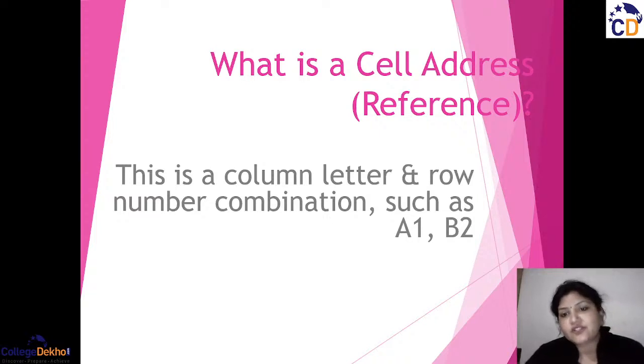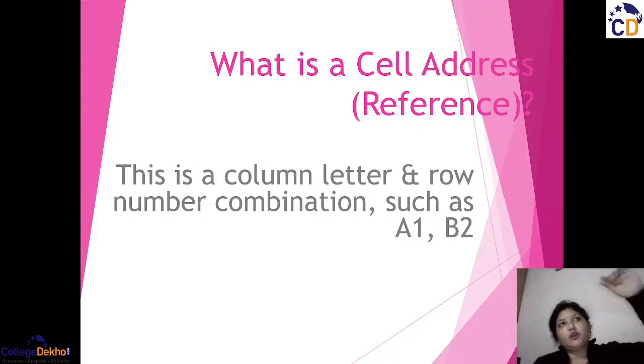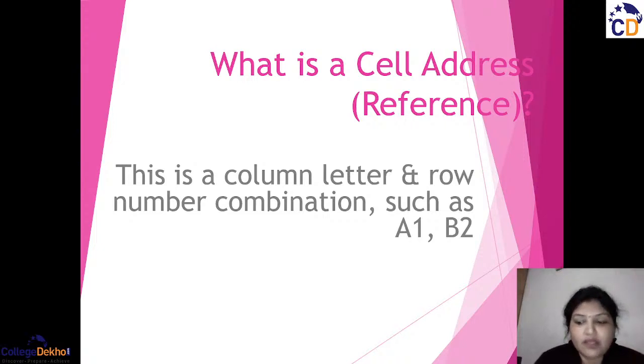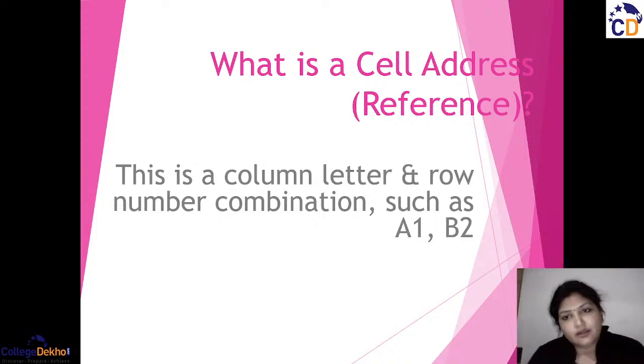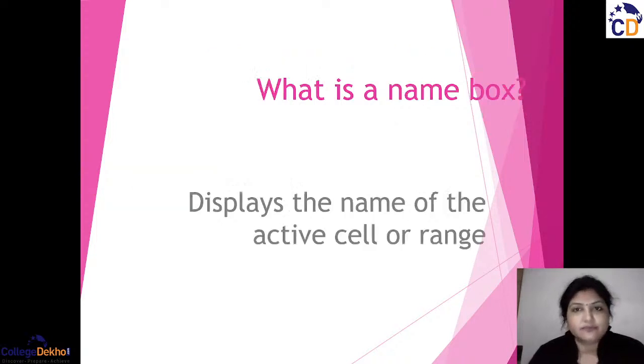Like the very first cell of the sheet will be A1, because A is the column name and 1 is the first row. Then B2: you take the second column and second row. This is how we allocate the address in MS Excel, right?